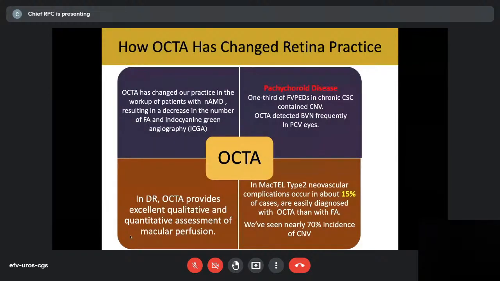It also images the macula, the fovea, multimodal, both together. So without multimodal, we are nowhere.